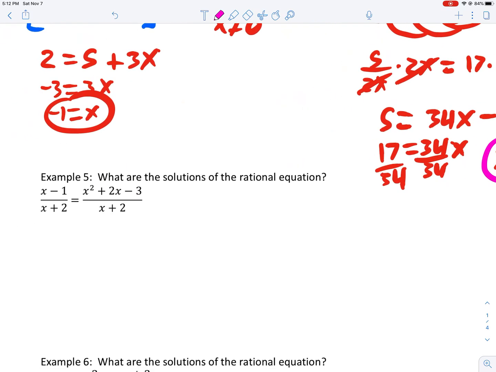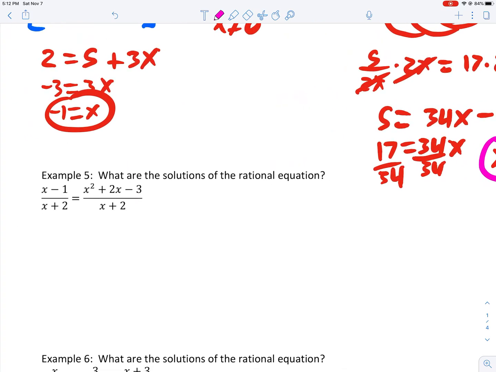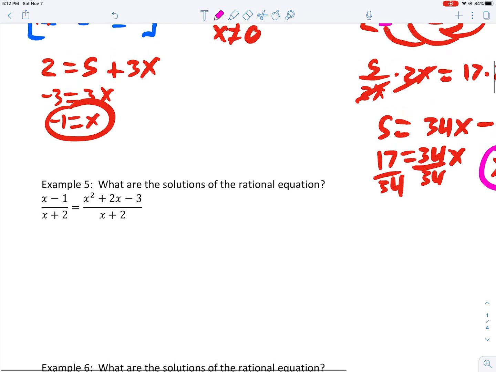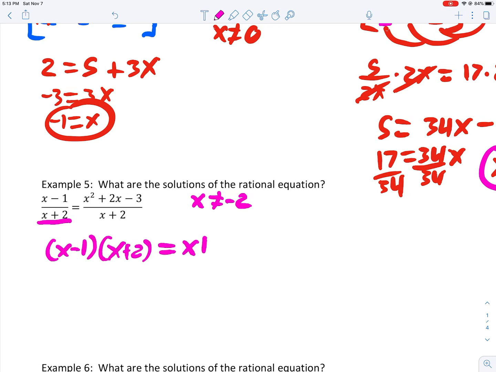Example 5. Now this time it's a proportion, so I can cross multiply. Multiply diagonally across. Before I do that, I want to make sure I figure out what x cannot equal. It cannot equal negative 2, otherwise the denominator would be 0. So cross multiply, you get x minus 1 times x plus 2. On the right, you get x plus 2 times x squared plus 2x minus 3.